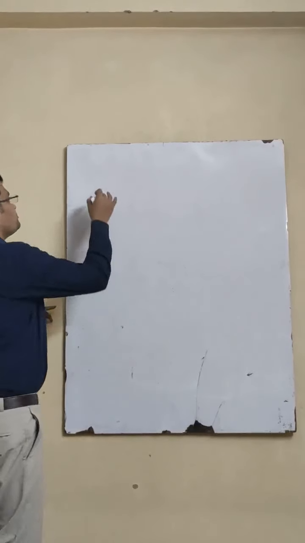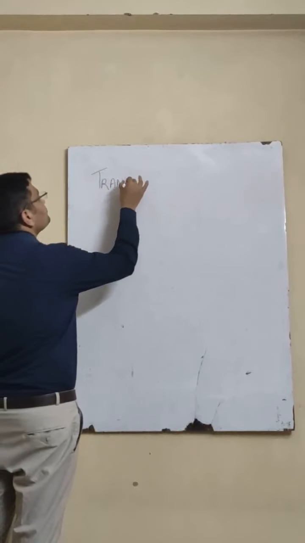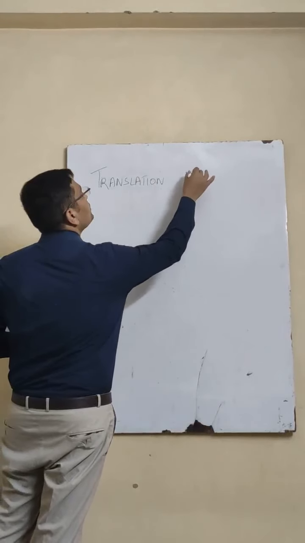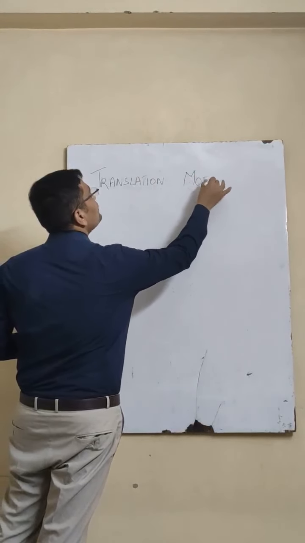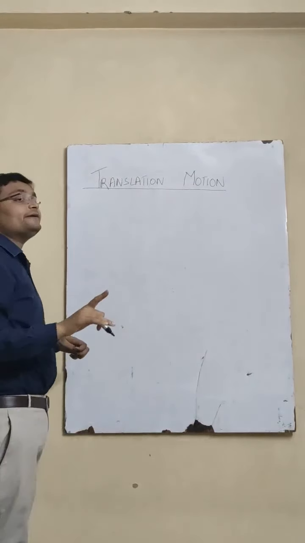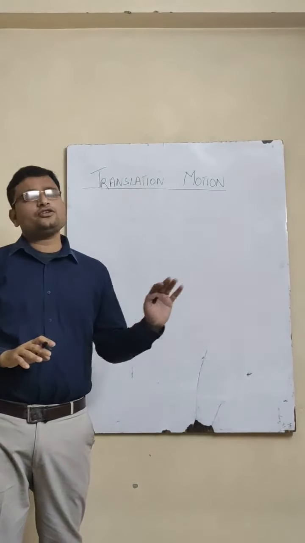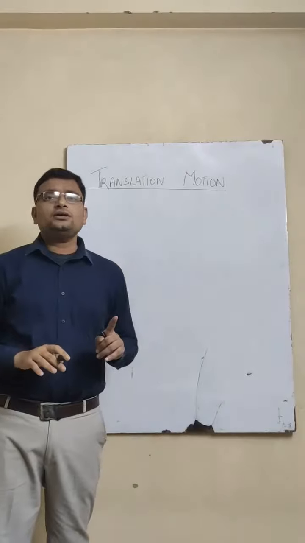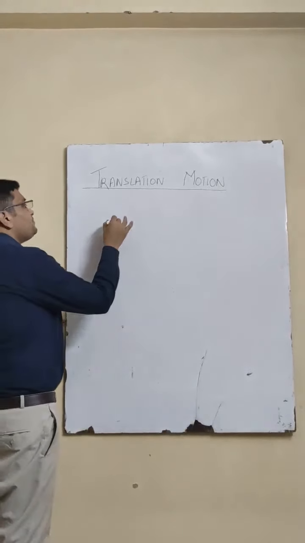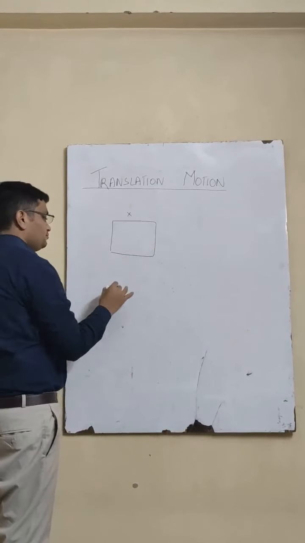The second term is translation motion. Before writing the definition of translation motion, I want to clear the concept of translation motion with the help of a diagram. First of all I will draw the diagram to clear the concept, then I will write down the definition of translation motion. So, first of all, I have taken two bodies, body X and body Y.